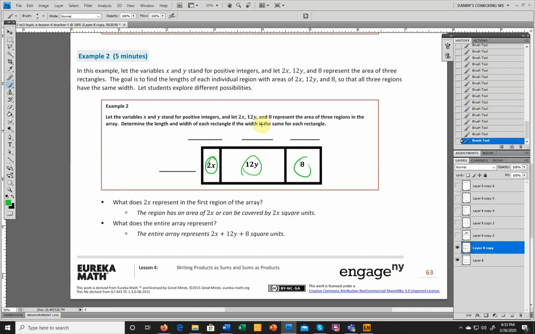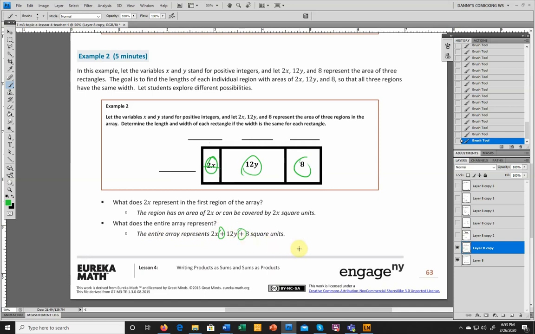Okay, and what does 2x represent in the first region of the array? The region has an area of 2x, or can be covered by 2x square units. So essentially, we could split that in half, and that would be our 2 units. But y is not x. What does the entire array represent? The entire array represents 2x plus 12y plus 8 square units.